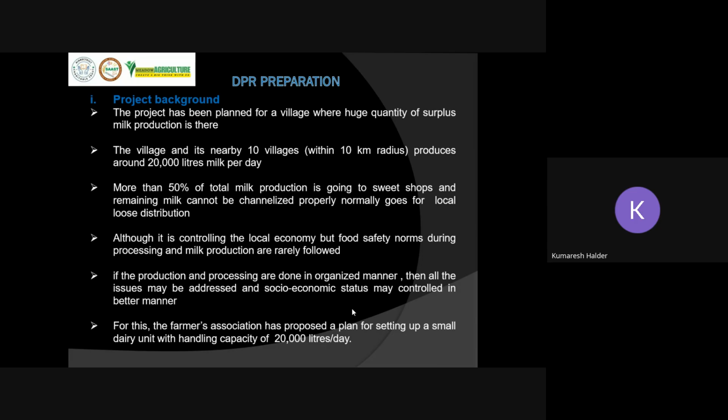Not only that, we want to control the local economy also. Along with that, the production and processing that I was telling about, we want to do in an organized manner. So for overall socioeconomic status, youngsters can be involved in this kind of work. So ultimately, socioeconomic status improvement is involved, which the financial institutions or scheme holders mainly follow. So whenever we are writing a DPR, we need to write the project background in this manner.